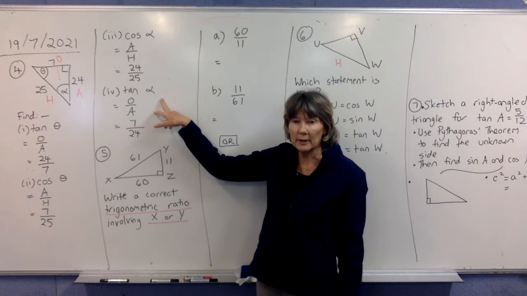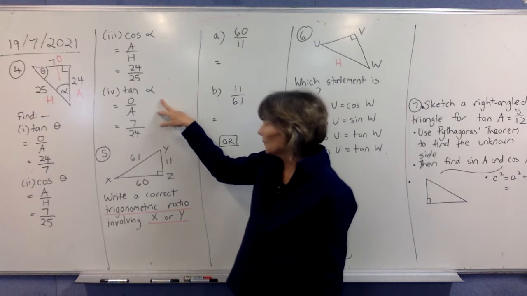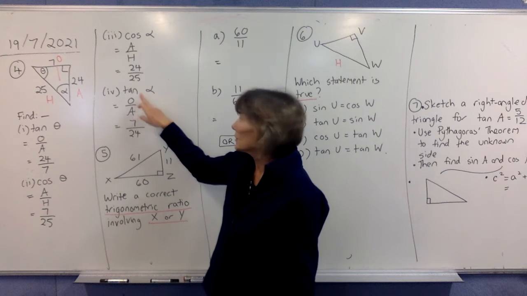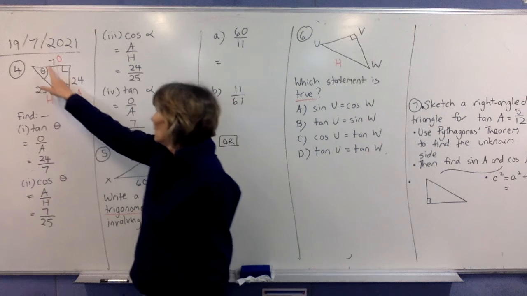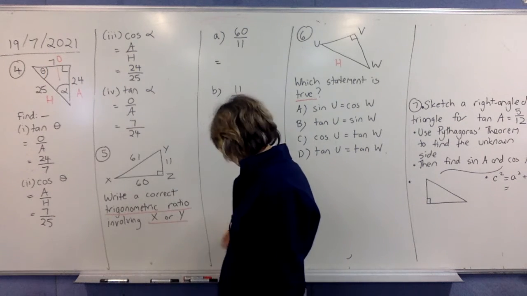We can keep everything there because we're still looking at alpha. This time we're doing tan, so it's opposite over adjacent. Opposite over adjacent is 7 over 24.